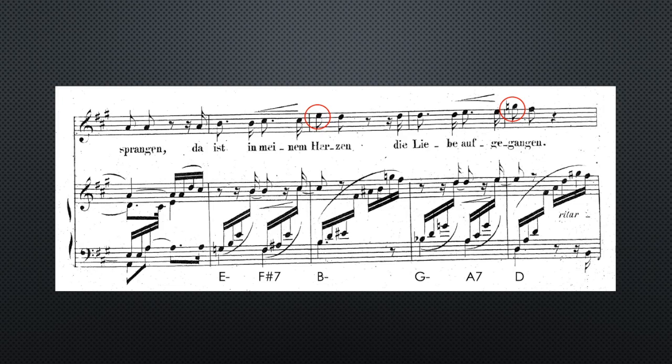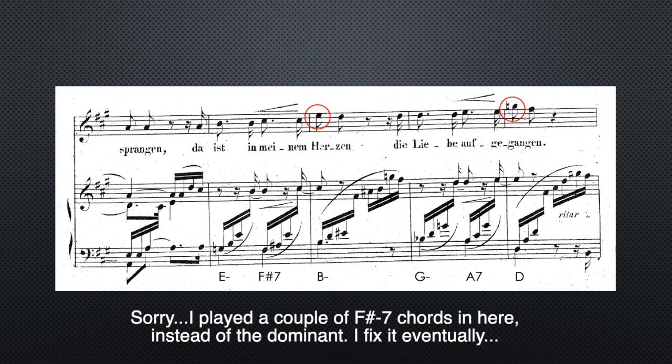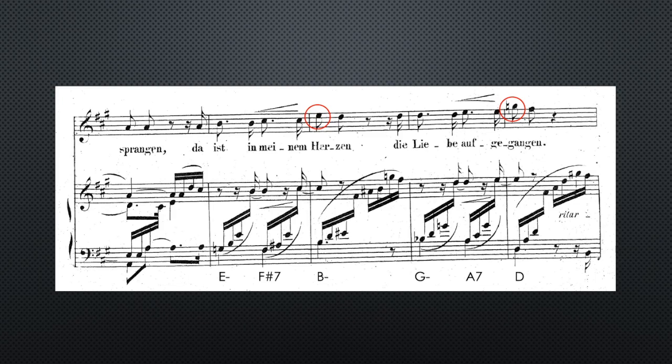We've gone Im wunderschönen Monat Mai, als alle Knospen sprangen. There you go. So the third phrase of the piece is this one. And it's a little bit tricky. I'm going to do a sort of reduced version of it that goes like this.